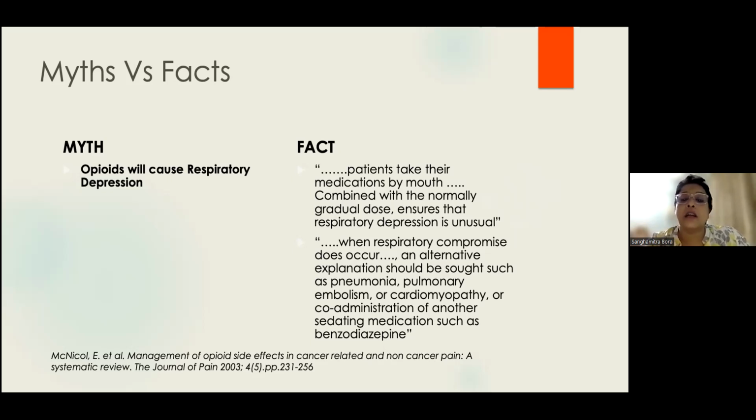So the fact is that when patients take their medications by mouth, combined with the normally gradual dose titration, respiratory depression is unusual. And whenever you see that there is a respiratory compromise, please always think about an alternative explanation such as pneumonia or pulmonary embolism or cardiomyopathy, or co-administration of medications, especially the sedating medications like benzodiazepine. So this is a very important fact that everyone must understand.